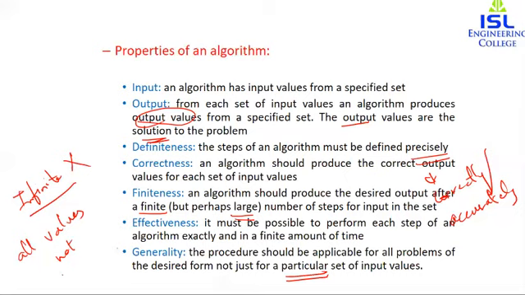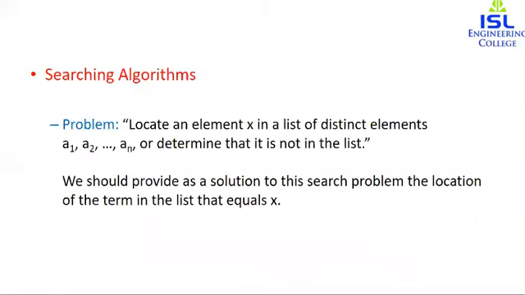So the first is the searching algorithm. What do you mean by a searching algorithm? The problem of locating an element in an ordered list occurs in many contexts. For instance, if we want to search a word in a dictionary, these kinds of problems can be solved by searching algorithms, and the general searching algorithm is described as follows. This is the formal definition of a searching algorithm.